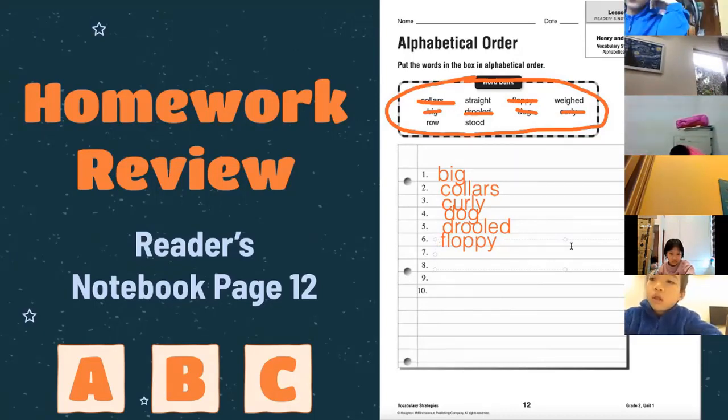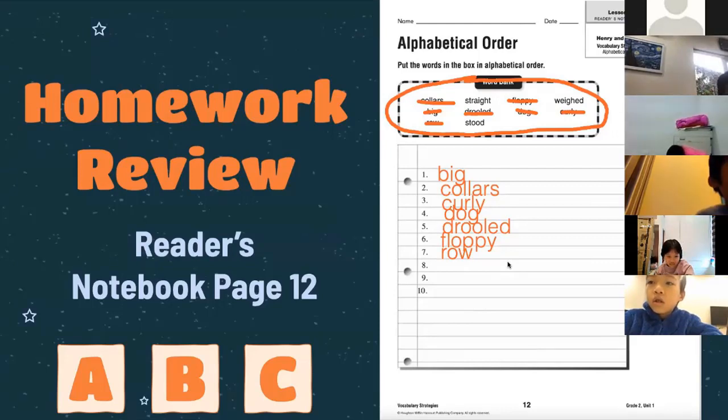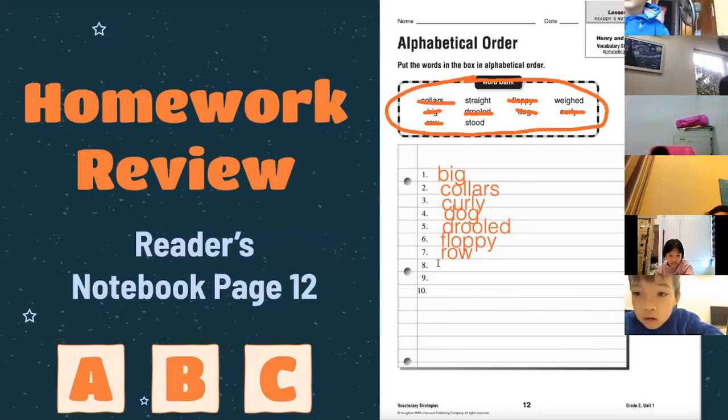Row. Yeah, very good. So row is our closest thing to the beginning of the alphabet. R is the closest to an F, so it would be floppy and then row. It would be floppy and then row. Very good. All right. So after row, we're going to look and see if there's any more R words. And if there's not any more R words, we go to S's. Can you help us find our next word after row? Straight is the first because A.